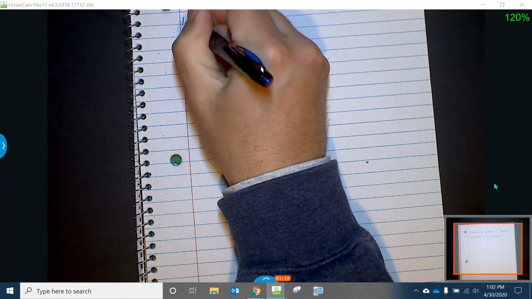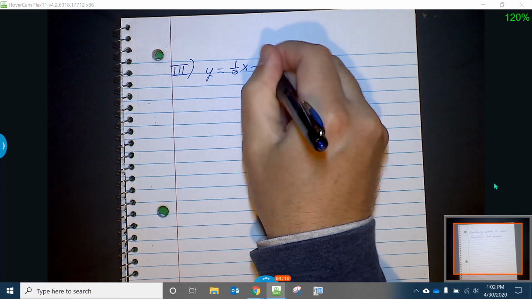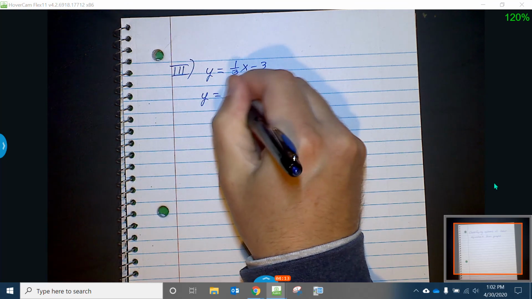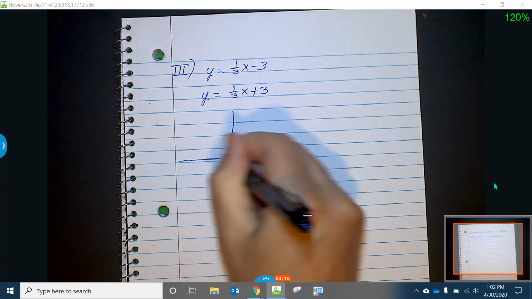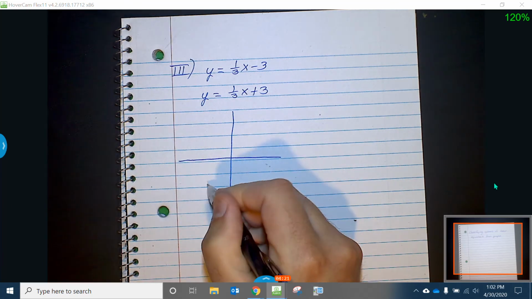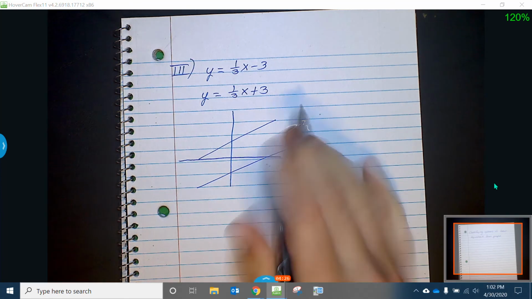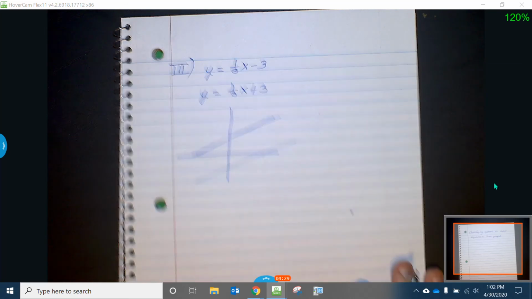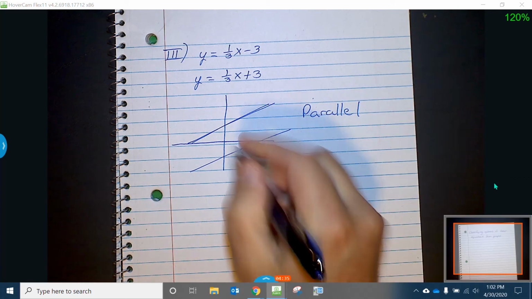And the last one. Excuse my drawing here, it's probably not going to look perfect. Okay. So our third scenario. What happens if we have y equals 1/3 x minus 3 and y equals 1/3 x plus 3? Well, what this graph would look like is something like this. So say it's something like that, and maybe something like that. And my drawing is a little bit off, no surprise. These two lines are parallel. That means they'll never touch.